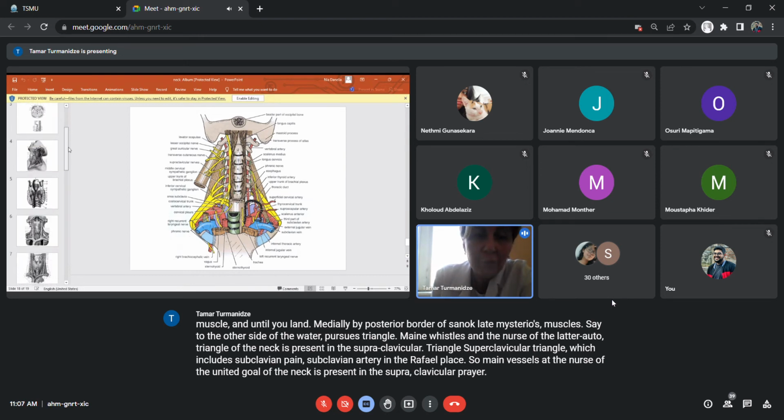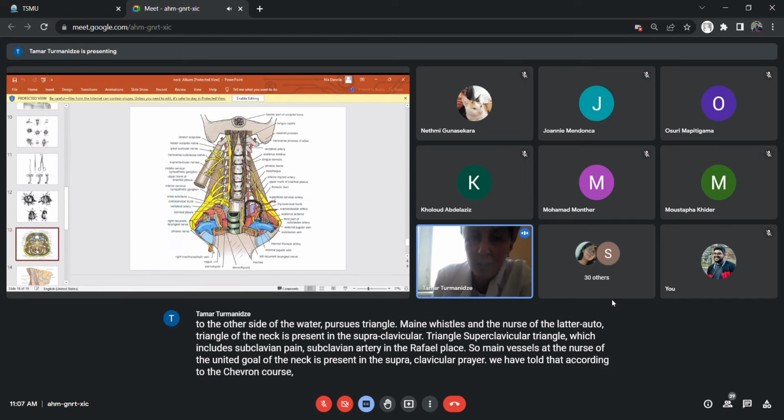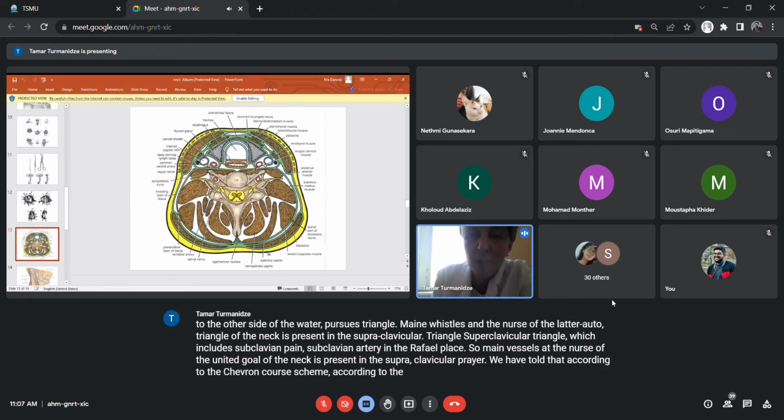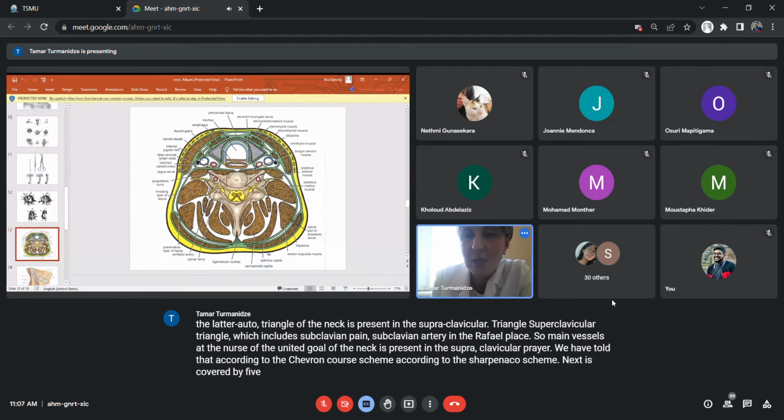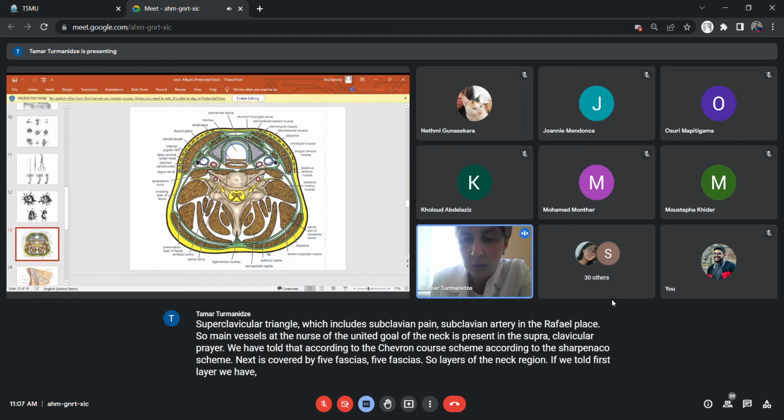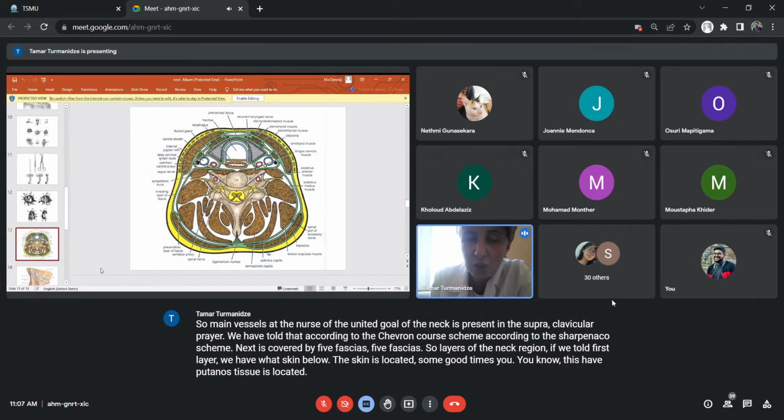We have told that according to Shevkunenko's scheme, the neck is covered by five fascias. So, layers of the neck region. If we talk about the first layer, we have what? Skin. Below the skin is located subcutaneous tissue. Below the subcutaneous tissue is located the superficial fascia.